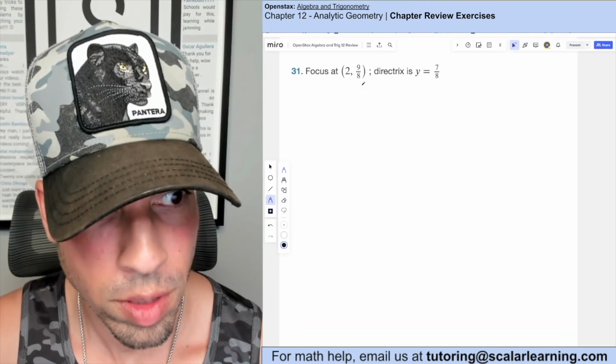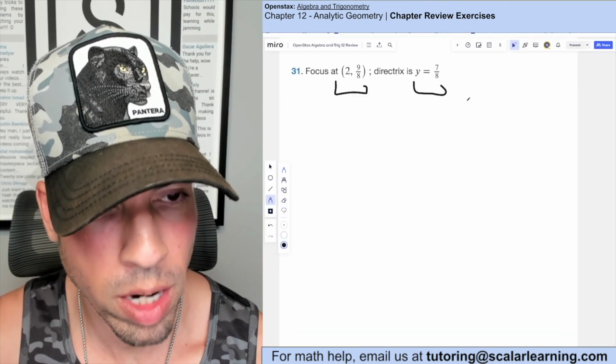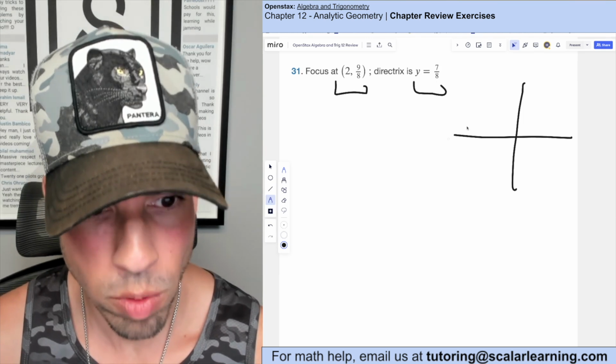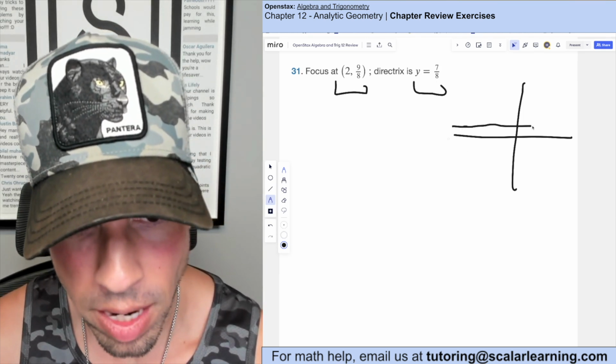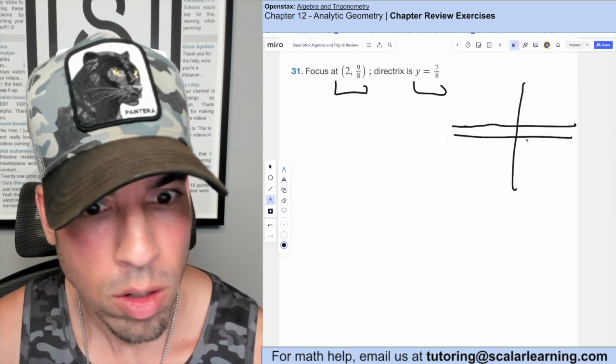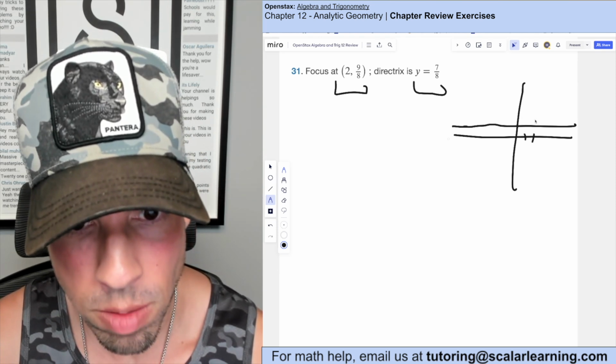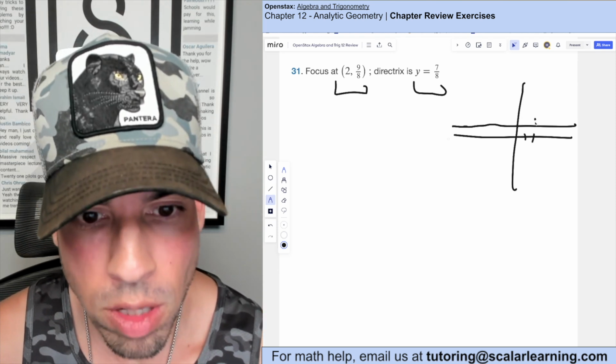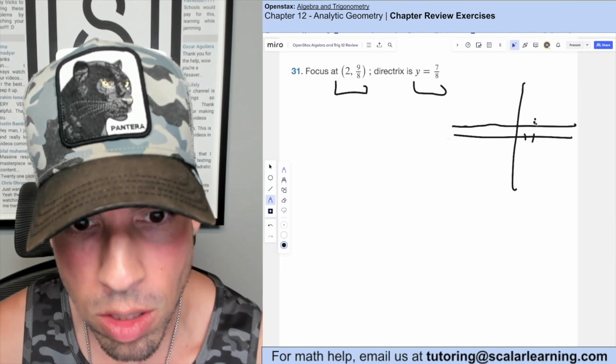Done. So for this one, we got a focus here and we got a directrix here. So we're going to have a horizontal directrix at y equals 7/8, right? And then the focus is at 2, 9/8. Which let's say 1, 2 right here. It's going to be a tiny bit above. So I know that my vertex is right in the middle of those two.